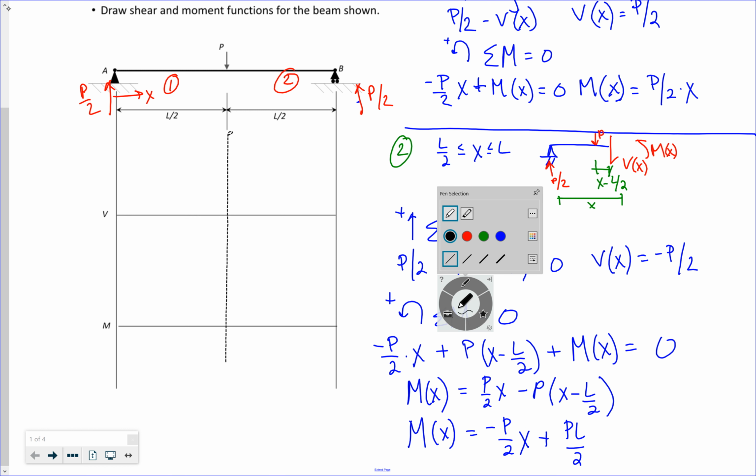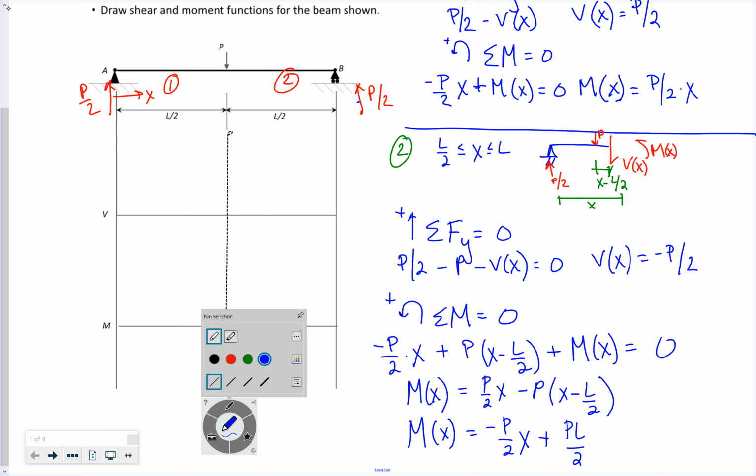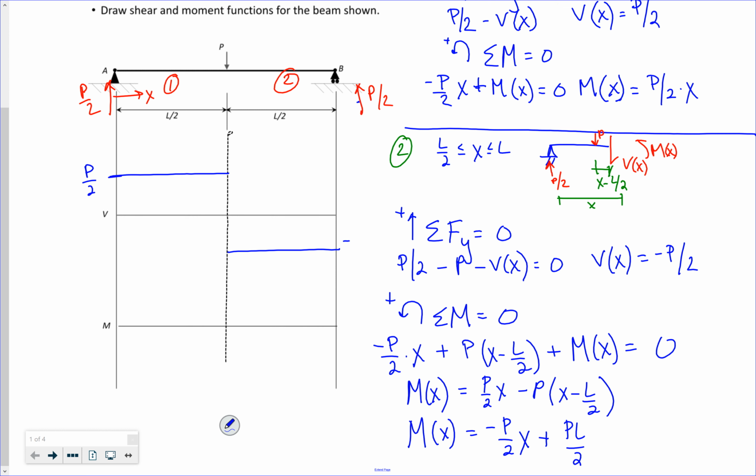We've got, right? Shear is equal to P over 2. And it's equal to that for the entire first section. And then it's equal to negative P over 2. M of x is equal to, right, P over 2 times x. And then minus P over 2 times x plus 2.